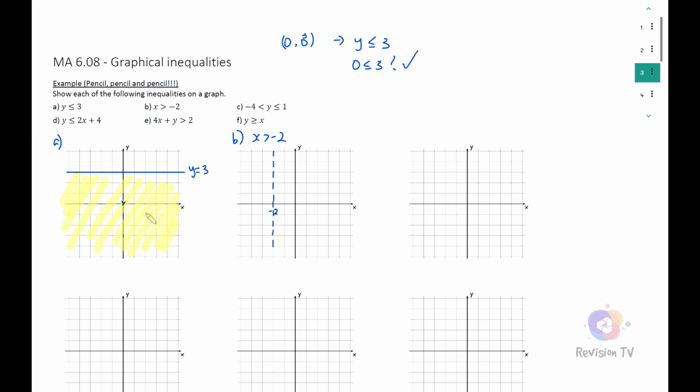It's going to be like this. Please use a ruler as well. So this is going to be a line. Again, we put this point 0, 0 to test it out. So 0, 0 into x greater than minus 2.